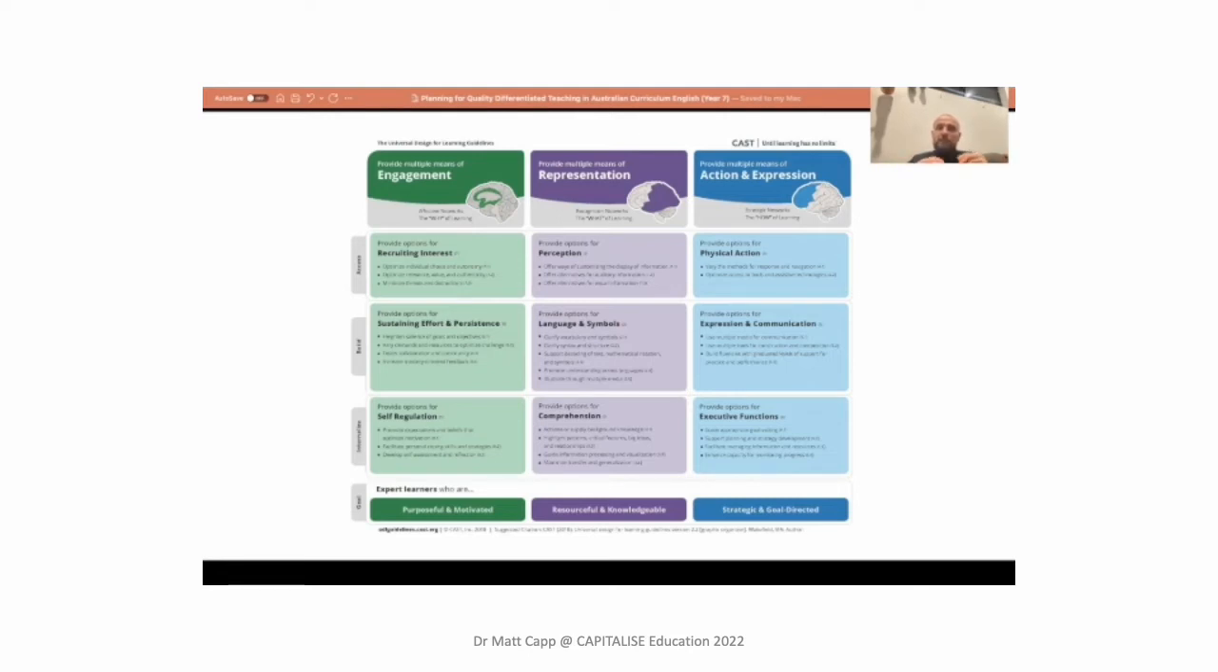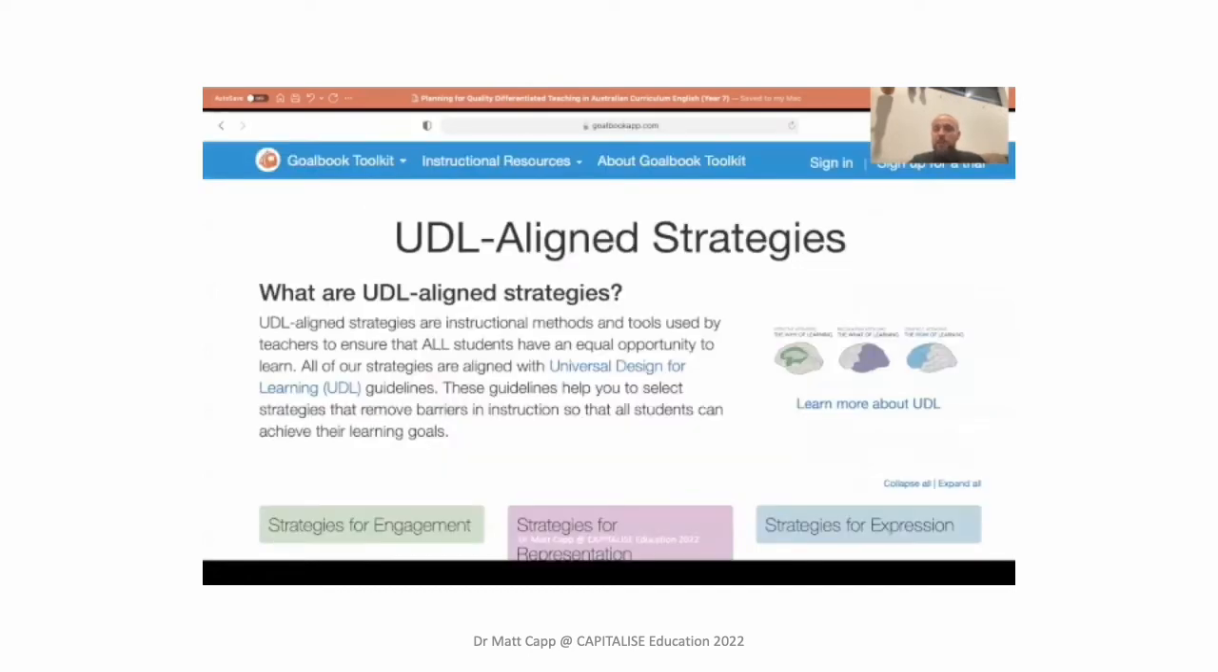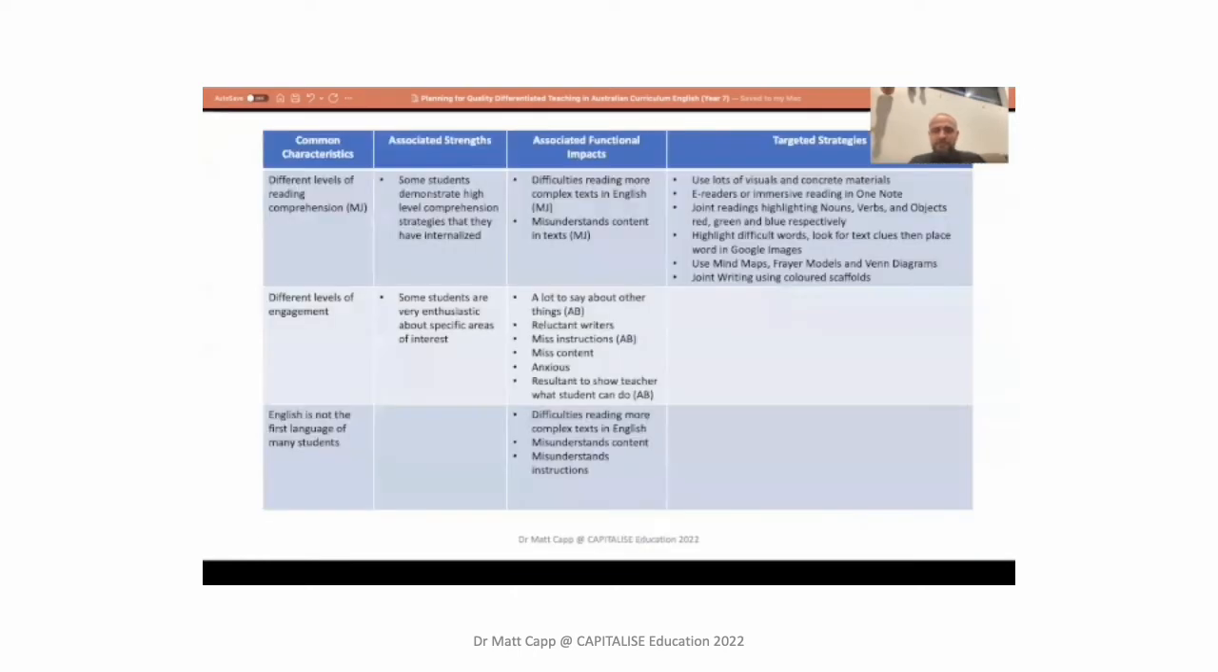If you're like many teachers who find this a bit cumbersome, there's a great website called UDL Goalbook Toolkit that gives you thousands of strategies that are tied to the UDL framework. You could look through some of those strategies, and there are probably a lot that you've tried before, and take those and connect them to your students' strengths and functional impacts. So let's look at how we do that now.